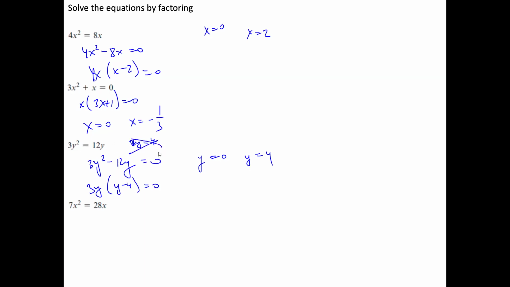So that's a booboo. Now this one, 7x squared minus 28x equals 0. So 7x take outside. Here I have x minus 4, right? So x is 0, x is 4. Good.